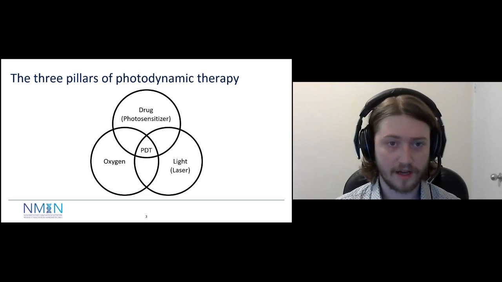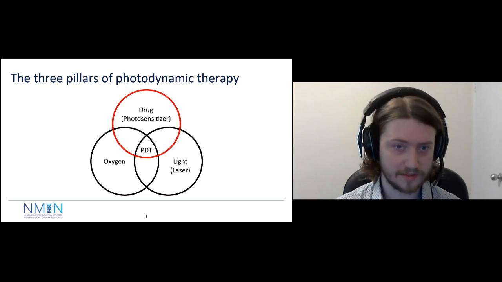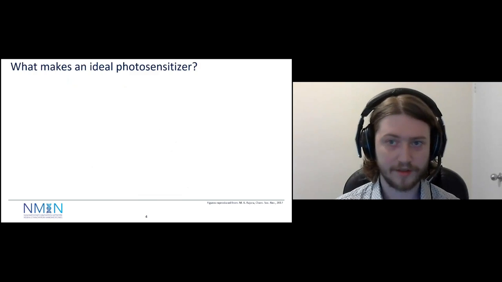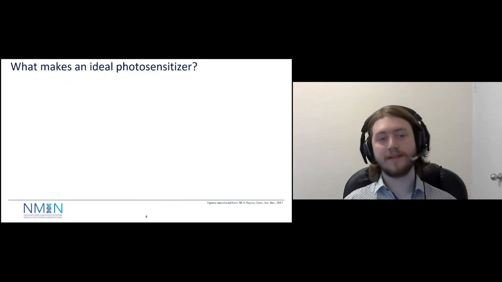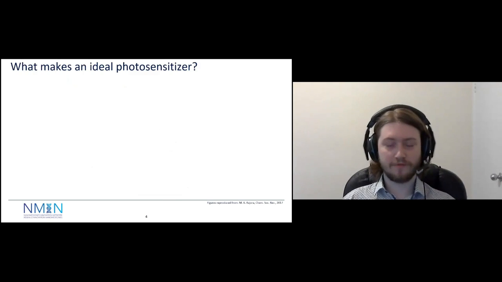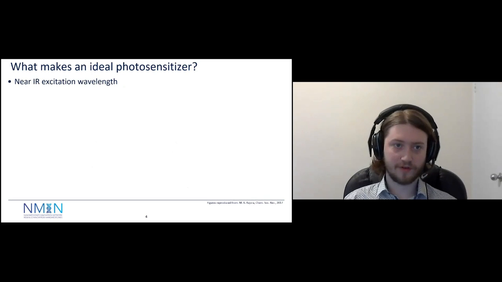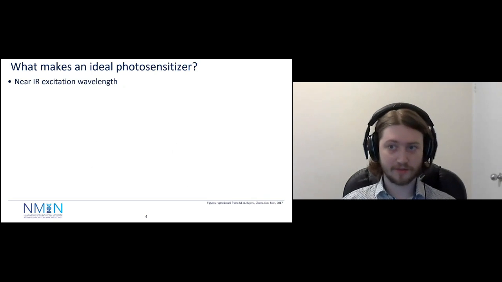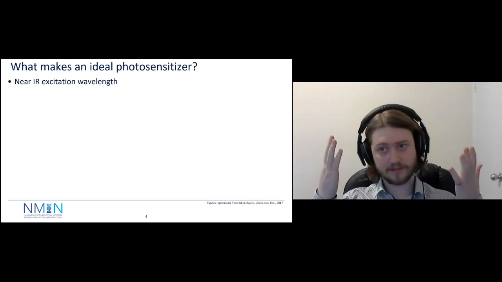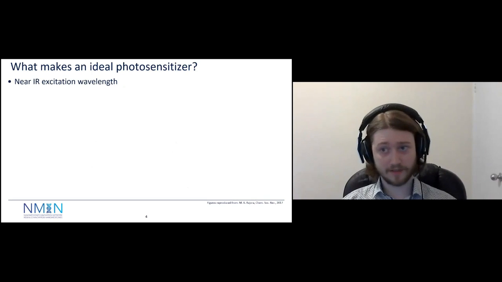Now, of these, I'm really focused on the photosensitizer development aspect. So I think it's important to ask ourselves, what makes an ideal photosensitizer? The first property that we look for is a near-infrared excitation wavelength. This has to do with the fact that if you were to look at your hands, you would find that your skin, in fact, is not transparent.